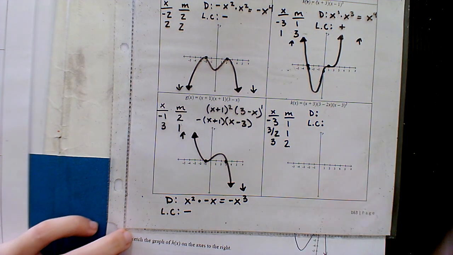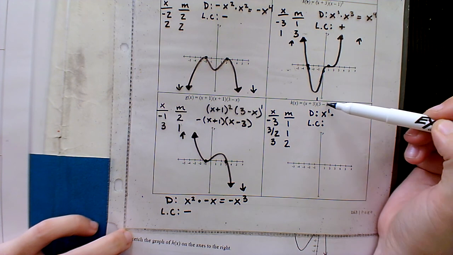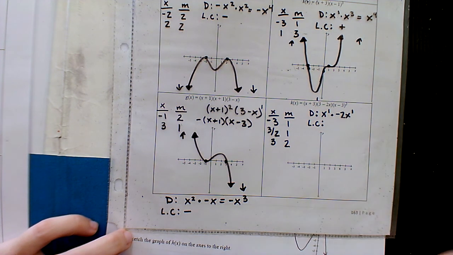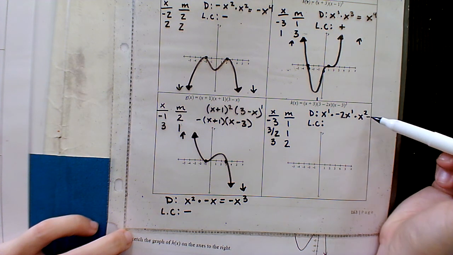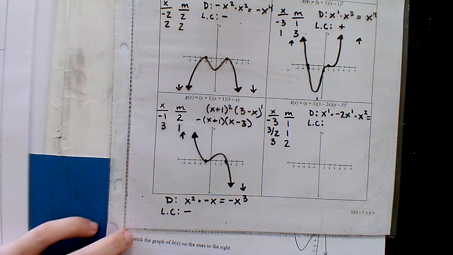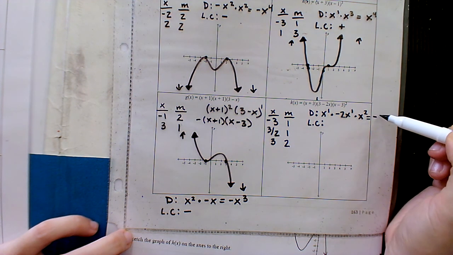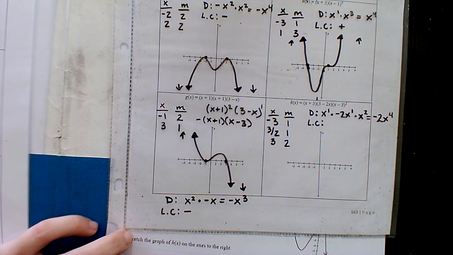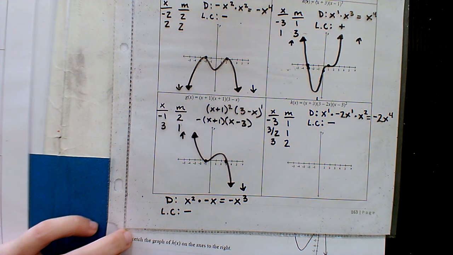To calculate the degree, we have an x to the first times a -2x to the first times an x squared. If we multiply everything together, our first term would be -2x to the fourth. Looks like our leading coefficient is negative.